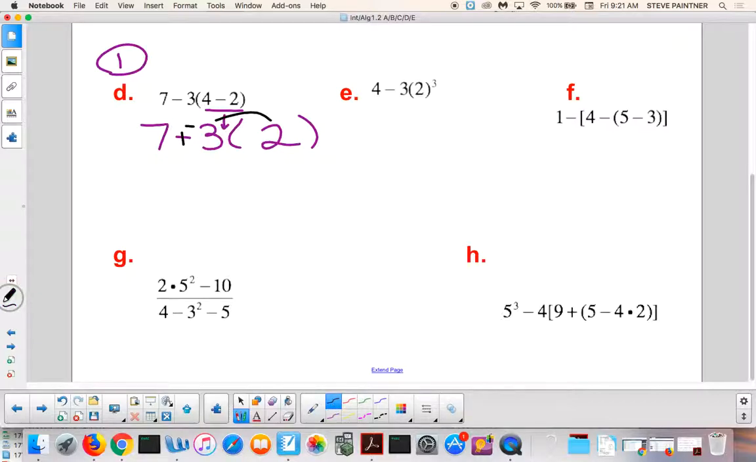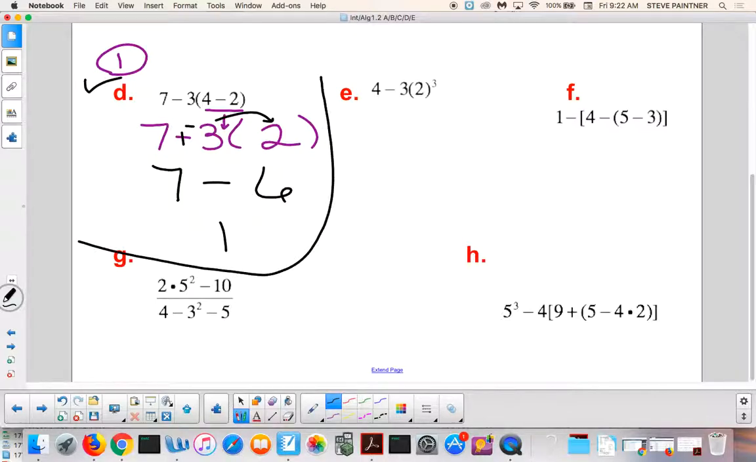What's negative 3 times 2? Negative times positive. Negative 3 times 2 is 6. Oh, look how easy this is. It is 1. Luke, you got it right. Good job. E.